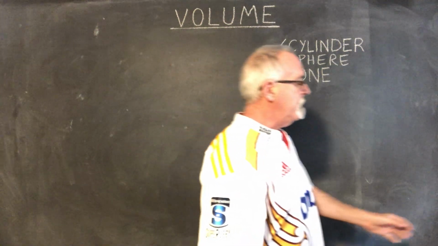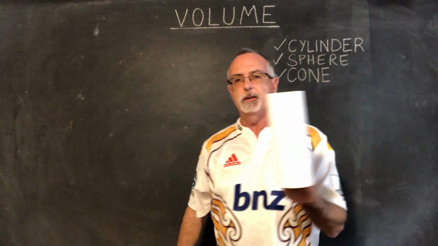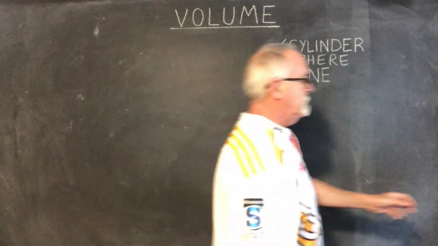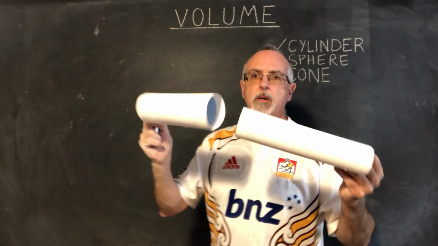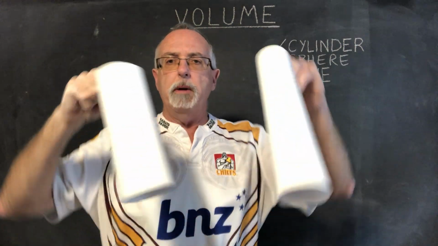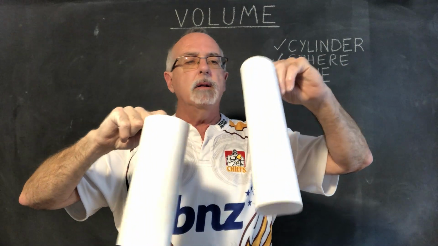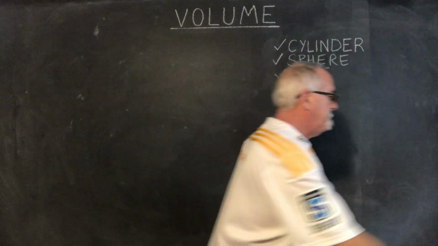And I said that I wouldn't bring any cylinders, props, but I may as well use this one. Should I use this one? Or should I use this one? They're both made out of a standard 8.5 inch by 11 inch sheet of paper. I'll use this one. I'll use the skinnier one.